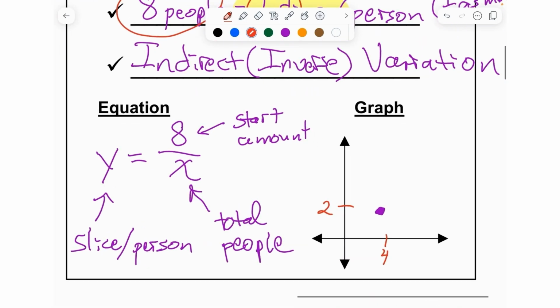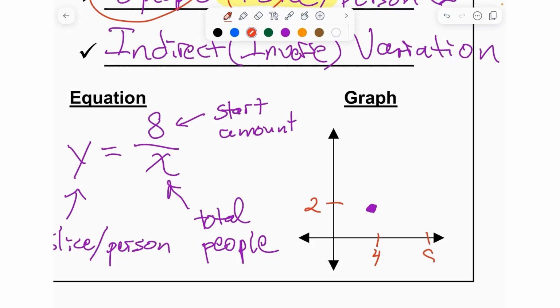Remember x is the people, so we got 8 people now, and they only get 1 piece of pizza. Okay, so 8 and 1. Now, we should be a little cautious here about our graph. What do you mean cautious? Well, when I look at this equation, I don't see a slope. It's not written as y equals mx. It's a division problem.